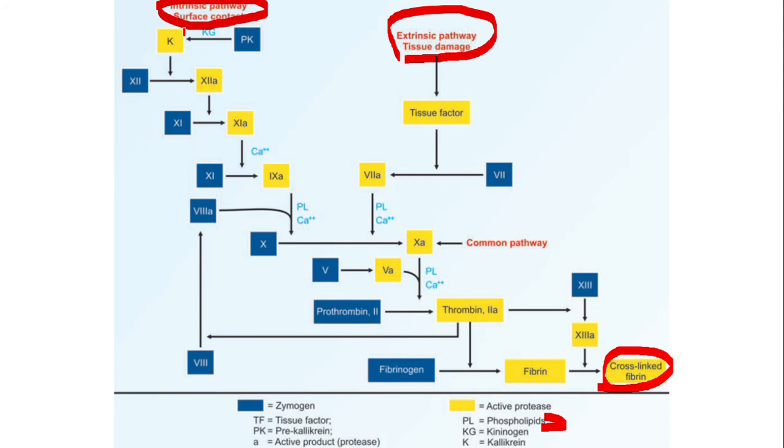What about the intrinsic pathway for blood coagulation? It begins with the surface contact, which we are going to see in the following slides. And you see here PK. What is PK? It is actually pre-kallikrein. PK is converted into K.